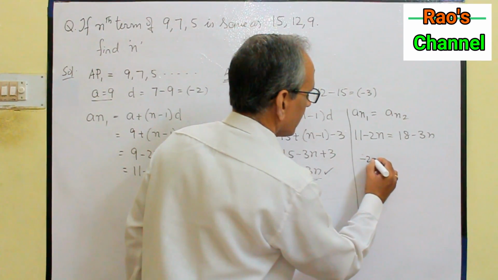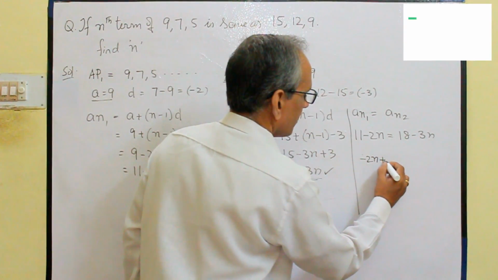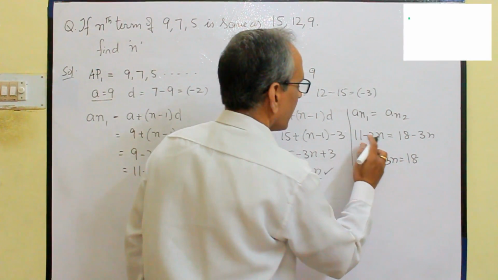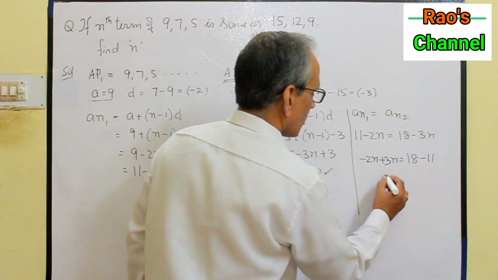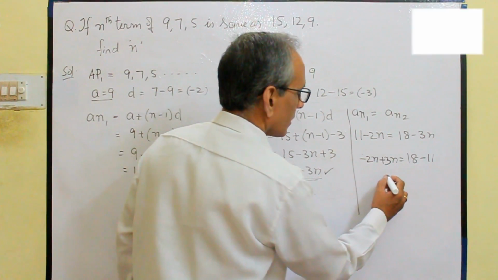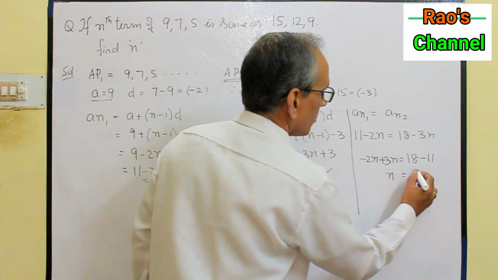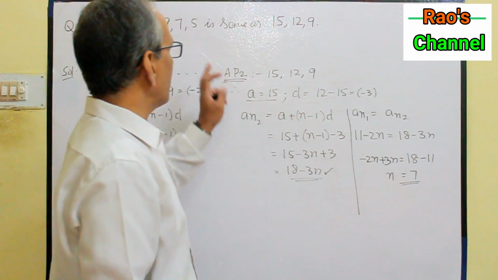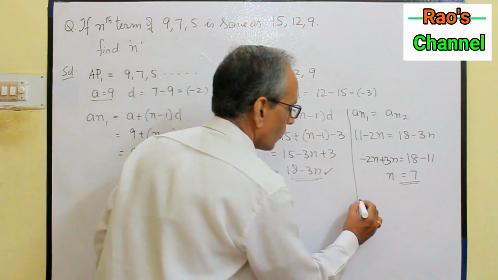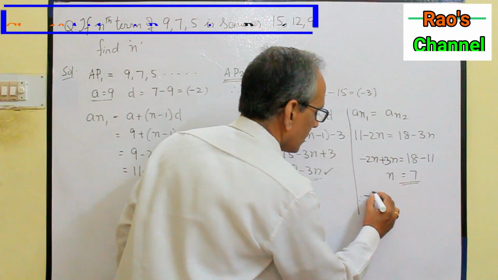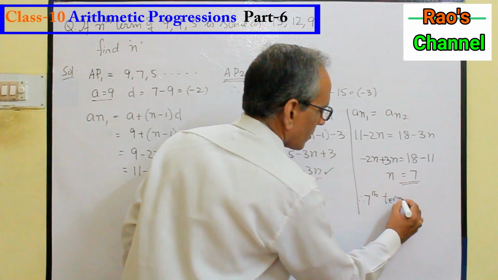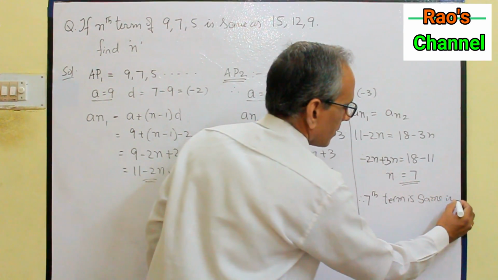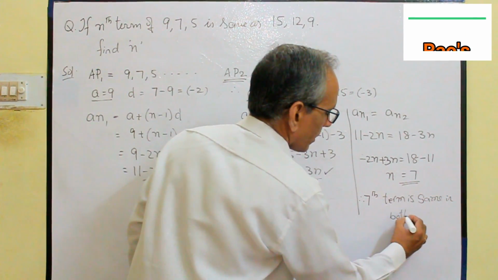So minus 2n plus 3n is equal to 18 minus 11. So plus 3n minus 2n is n, which is equal to 18 minus 11, that is 7. So the seventh term is the same in both the APs. That's right. Therefore, the seventh term is the same in both APs.